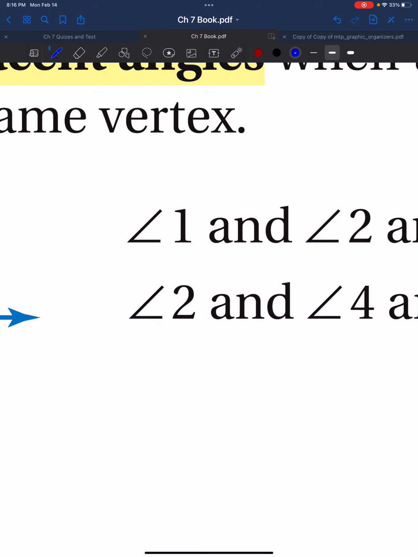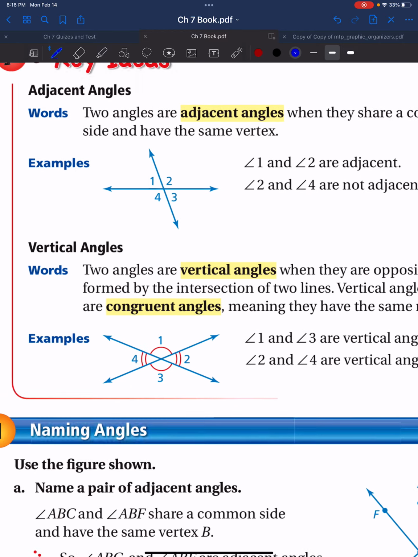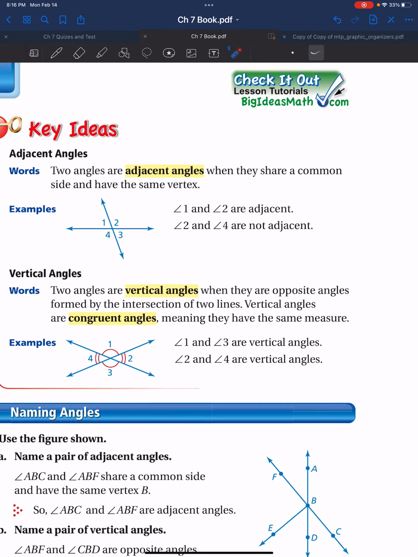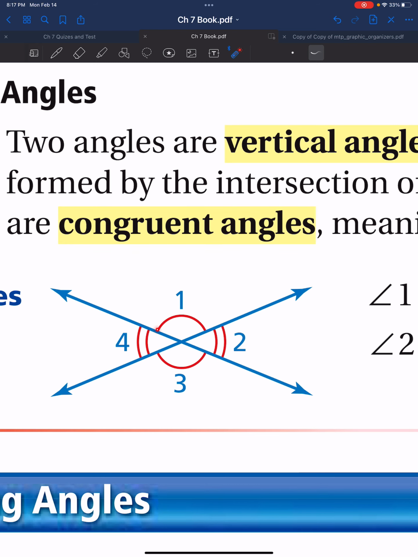Let's go ahead and read the next example. Vertical angles. Let me grab my highlighter. A vertical angle is when two angles are opposite of one another, and they are formed by the intersection of two lines. So see how this is two lines intersecting with one another? Vertical angles are also called congruent because they are the exact same. So looking at these, 1 and 3 are congruent because they are vertical angles.